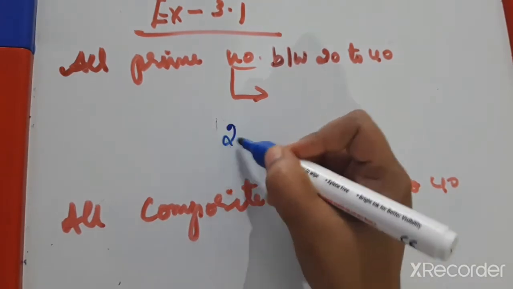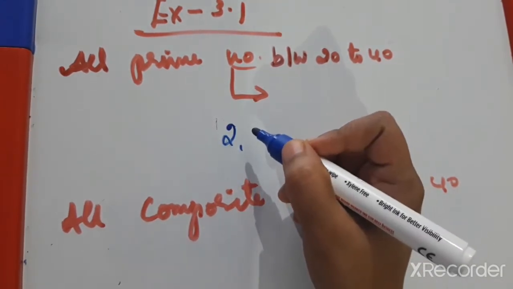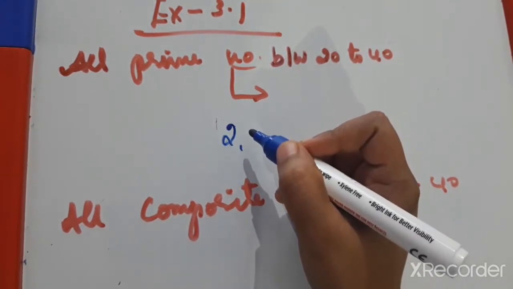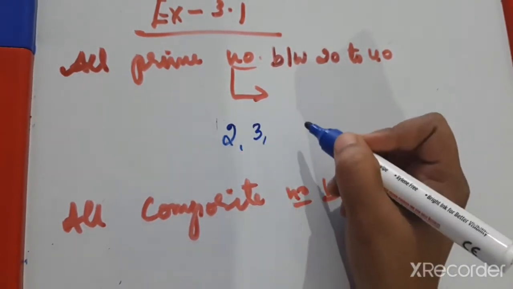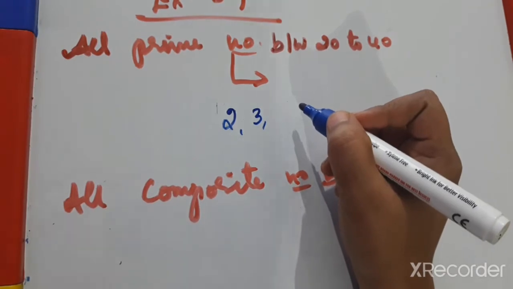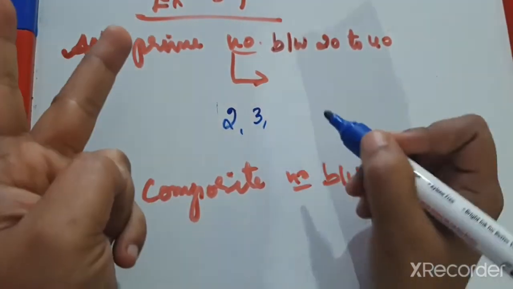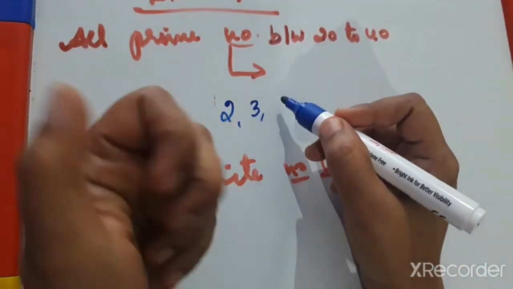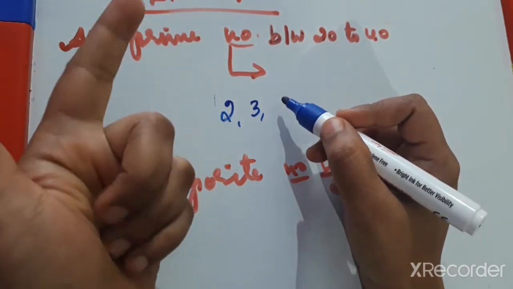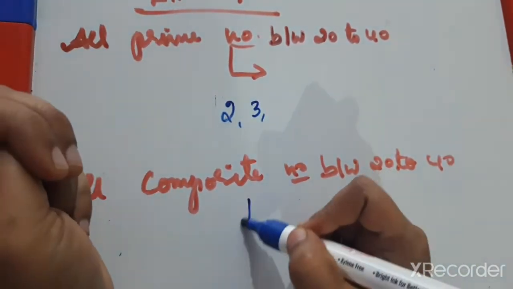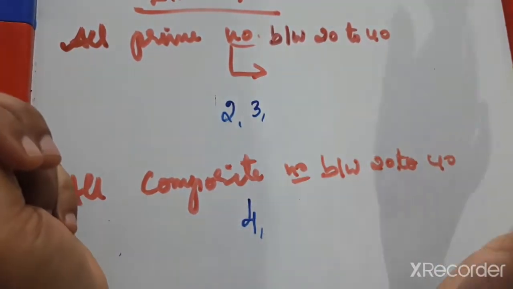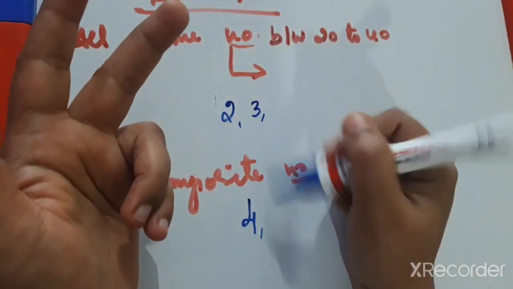Is 2 a prime number? Yes, because 1 twos are 2, and 1 is a common factor for all numbers and the number itself. 3 is a prime number, yes, because 3 ones are 3, 1 three is 3, only two factors. Is 4 a prime number? No, 1 four is 4, 2 twos are 4, 4 ones are 4. More than two factors, so it is a composite number. Other than prime numbers are composite numbers.